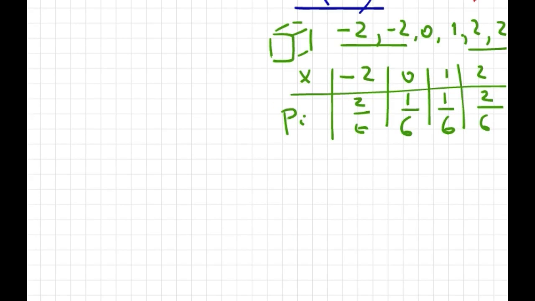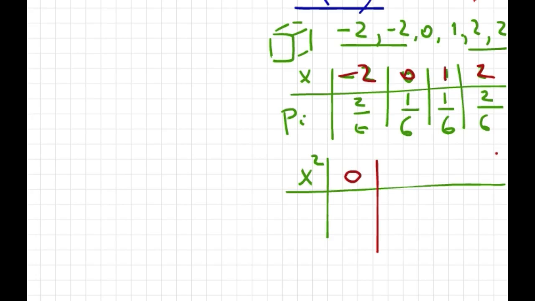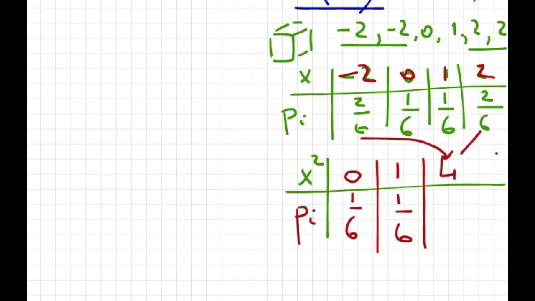So if we would now want to find the expected value of x squared, we would actually need to physically square the x values. So instead of having -2, 0, 1, and 2, we would just have 0, because that's 0 squared, 1, because that's just 1 squared, and a 4, because that's both -2 squared and 2 squared. And the probability of 0 has not changed, it's still 1 over 6. The same for the probability of 1. But the probability of 4 is actually a combination. It's the probability of -2 as well as the probability of 2. So that would be 4/6.